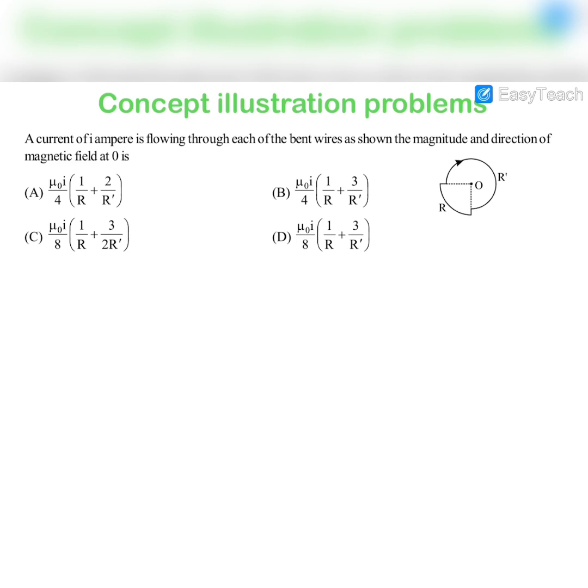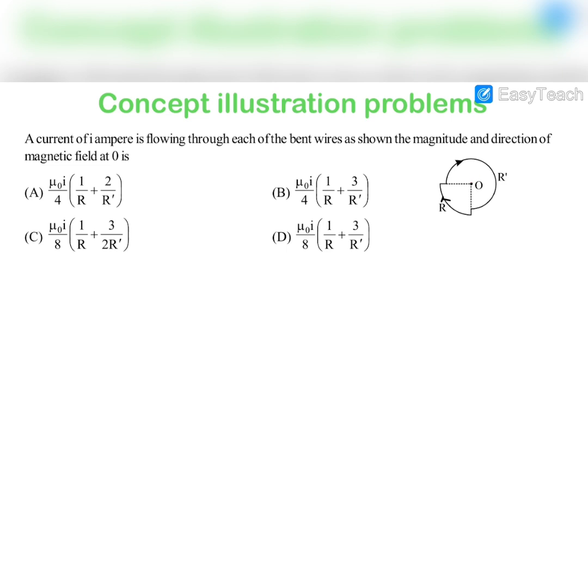In this video, we are going to discuss the level 2 problems of current carrying wires creating some magnetic field. So in this level 2 problem, you can see simple. In the first problem, this is a circular coil which is divided into two parts. One part has a radius r and the other part has a radius of r dash. So we have to find out the magnetic field at the center of this loop.